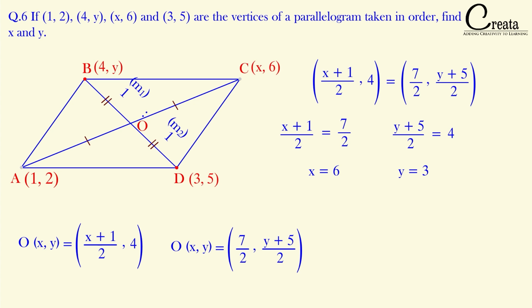So how have we approached this question? We have applied the section formula and we have applied the property of the parallelogram, that is, the diagonals of the parallelogram bisect each other. So based on these properties, we have solved the question. Got it? Let's move to the next question.